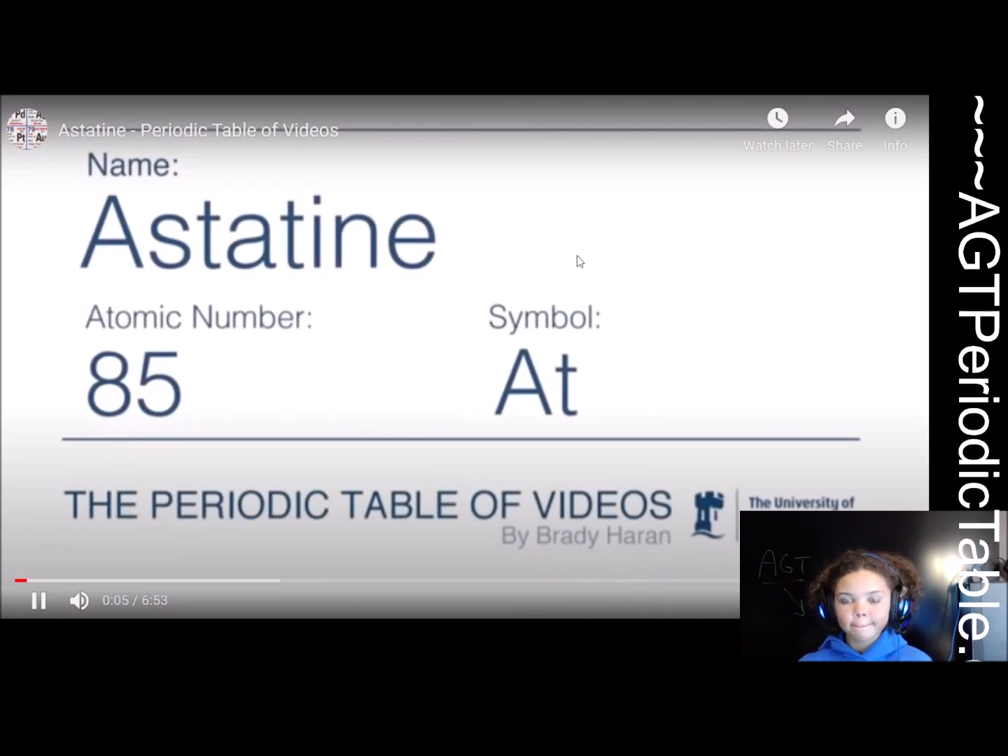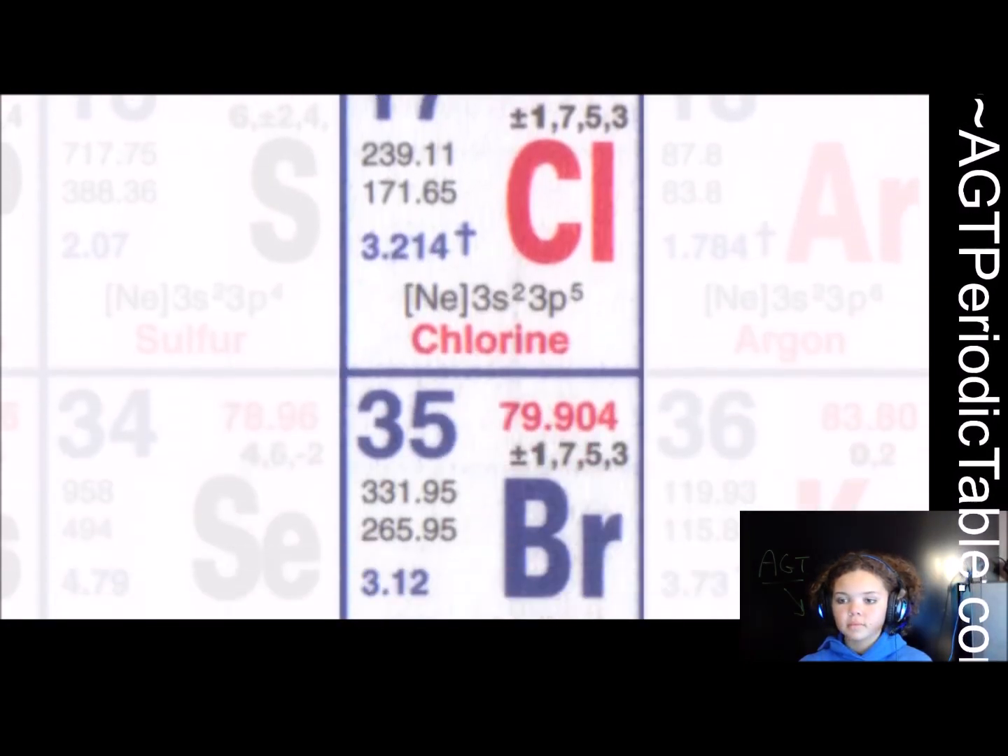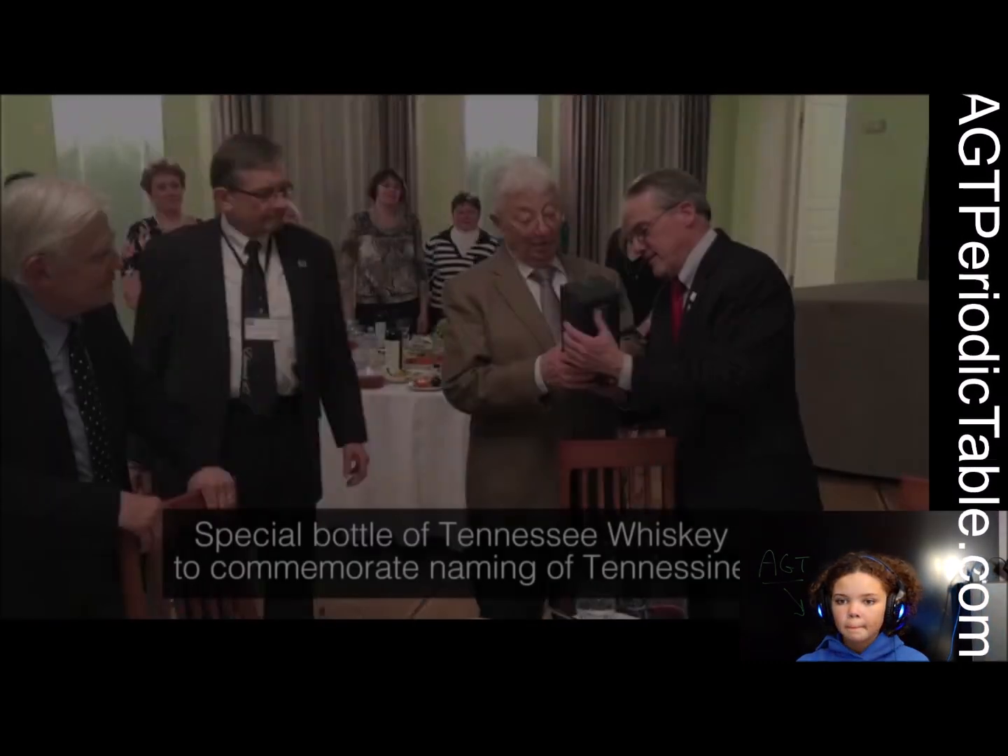85 is astatine. Astatine filled in the space at the bottom of the halogens. Now, of course, it's not at the bottom of the halogens now because very recently tennessine went below it.